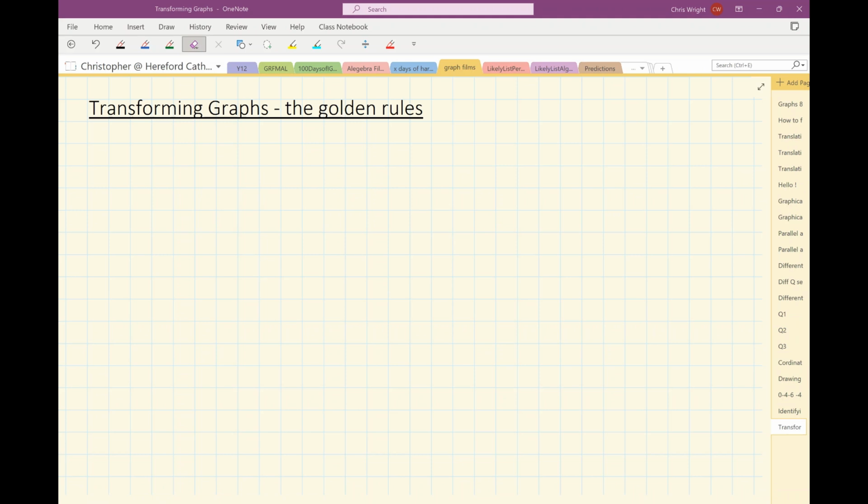Transforming graphs is definitely a grade 8-9 topic, and it's one of those topics that you can crack as long as you get your head around these golden rules. Throughout the film, I will show you how I set these rules out in a flowchart, so at the end of the day, you can easily apply them in your exam. Let's start off with y equals any old function of x.